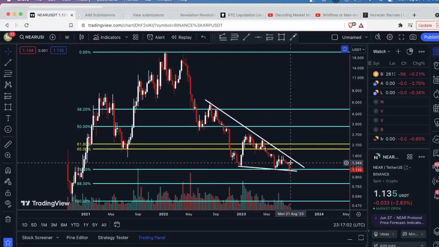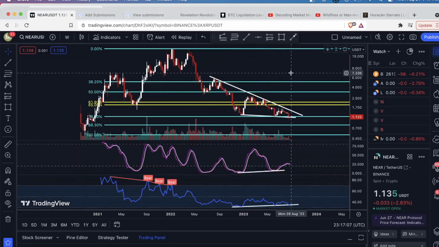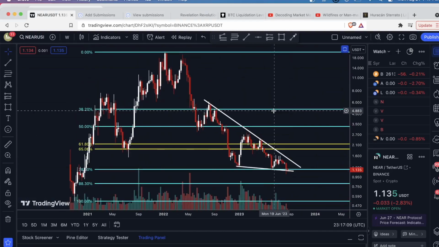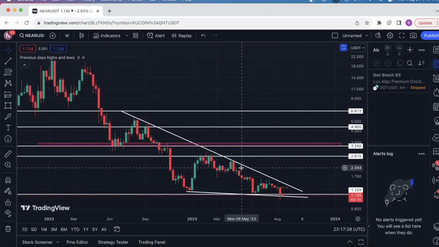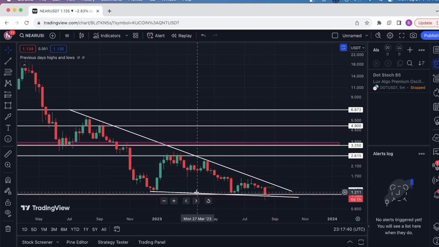So we have a potential triple bottom here, low, lower low, lower low, and then we have the higher lows on the oscillator, a very good sign. But yeah, that's what I'm looking at on NEAR protocol. This level is key. I wouldn't get too bullish until this broke. This is the lower level of significance that you really want to hold.